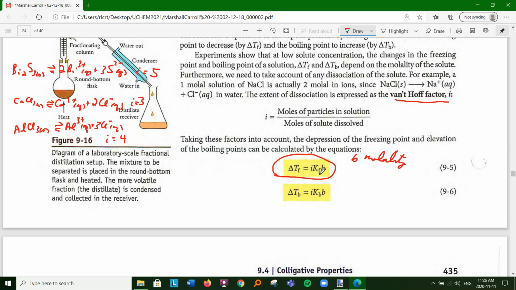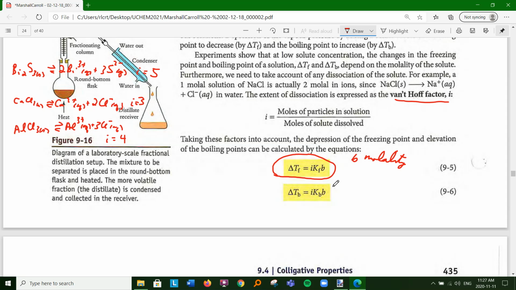What the heck is this KF? What is that? That is the constant associated with the solvent or the solute? The solvent, right? It's a property of the solvent. Each solvent has its own freezing point depression constant, and it has to do with the forces of attraction between those molecules. So that's the equation, and typically that will be given to you on the exam. You don't have to memorize that one.